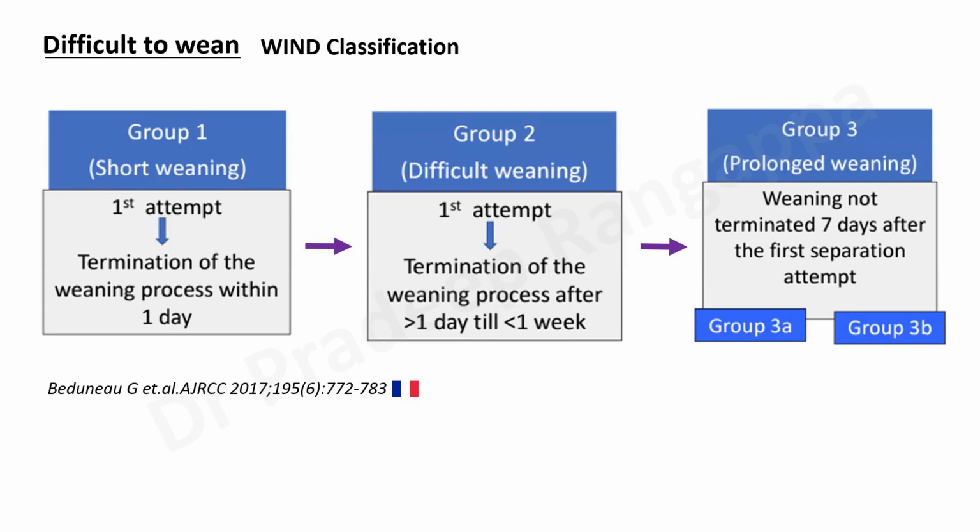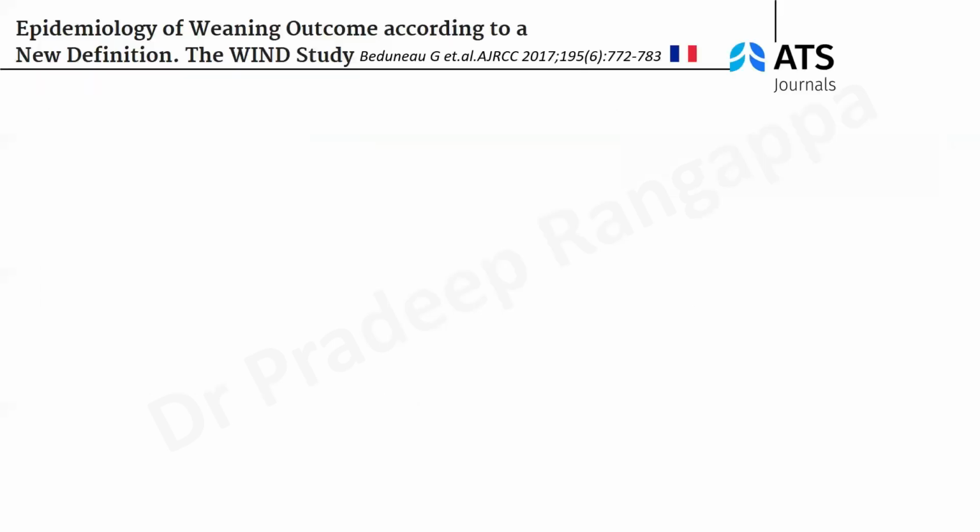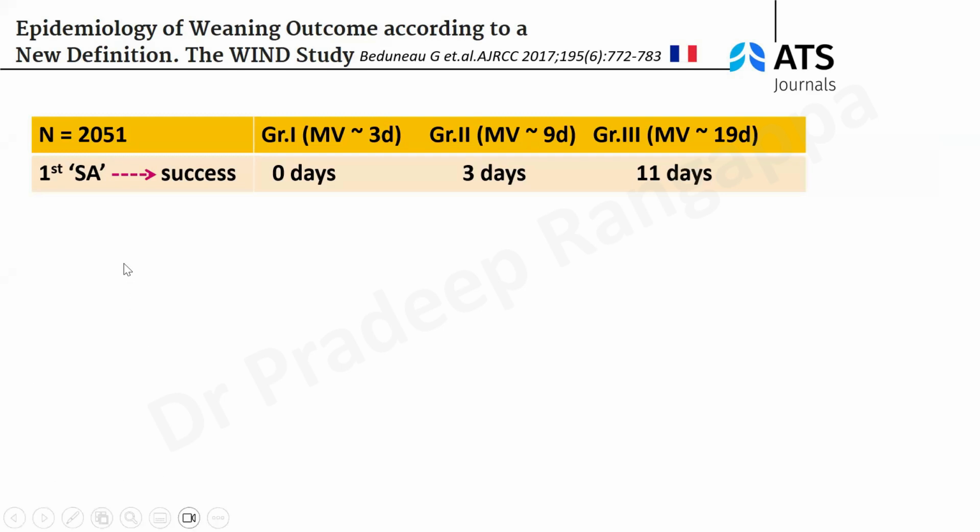And why this is important is that the WIND study has shown that there is a linear correlation of mortality with delayed weaning. So this is an important message that came out of this study. This was the study, the epidemiology of weaning, the WIND study. A very important study where they looked at a large database of 2051 patients, and they did the first separation attempt and saw if this was a success. Like the patient is ventilated for 3 days, then they put them on weaning. So the first separation attempt is successful. That is the best. If you see, it is 0 days. So the duration of mechanical ventilation in this group was 3 days, which means at the end of 3 days, they put them on a separation attempt or the weaning protocol, succeed and extubate. The group two is where they have exceeded 7 days, mechanical ventilation of 9 days, and they took 3 days for the weaning to happen.